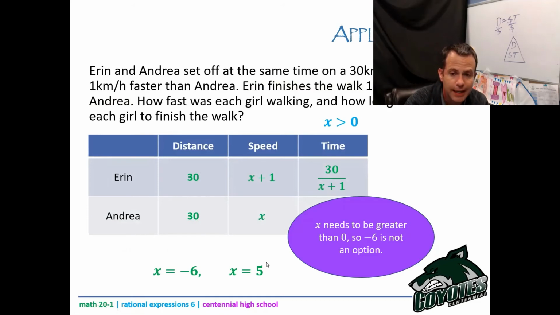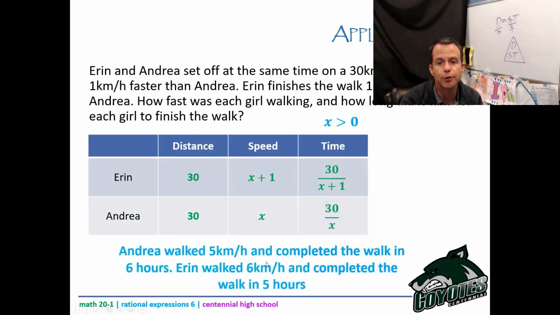So we have to actually answer the question. Andrea walked 5 kilometers an hour and completed the walk in 6 hours. Aaron walked 6 kilometers an hour and completed the walk in 5 hours. Okay. All right. See, that wasn't so bad.